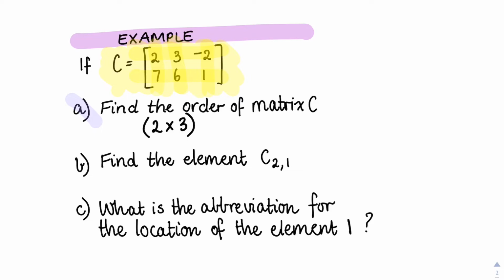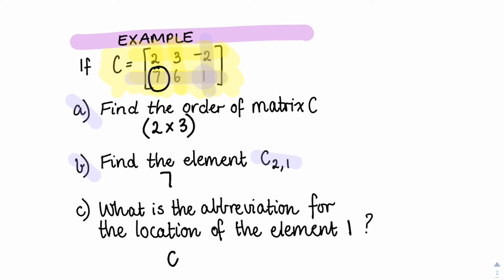Next, we need to find the element in row 2, column 1. Second row, first column is this one here. So we have the value 7. And finally, what is the abbreviation for the location of the element 1? That occurs in row 2, column 3. So we can write that in matrix C, element 1 occurs in row 2, column 3.